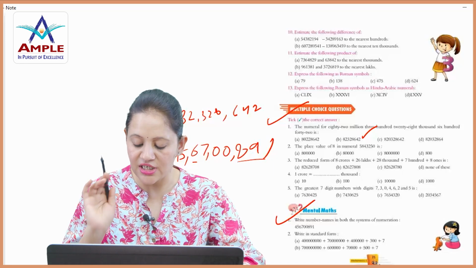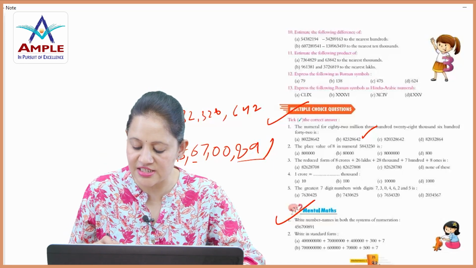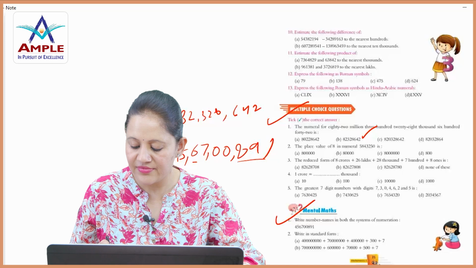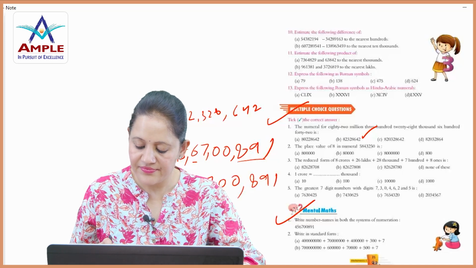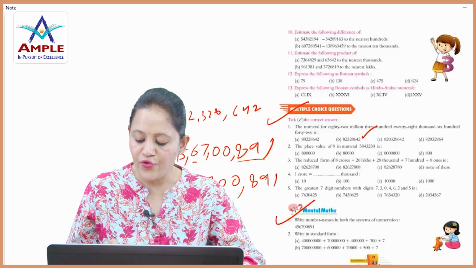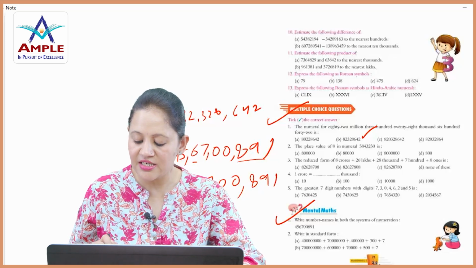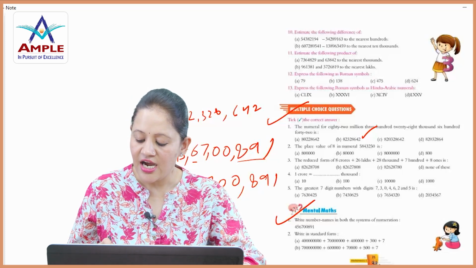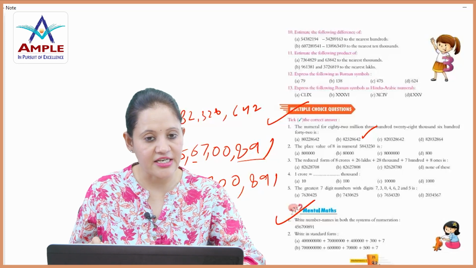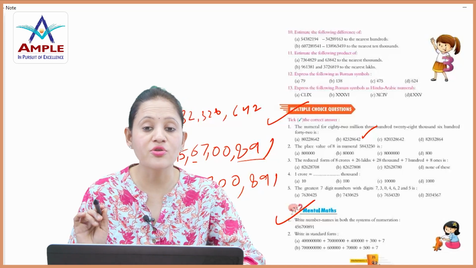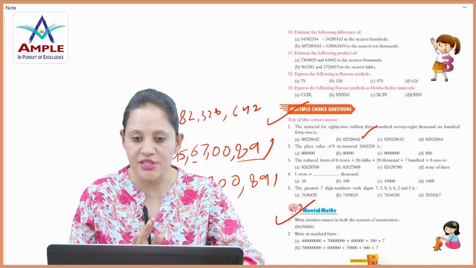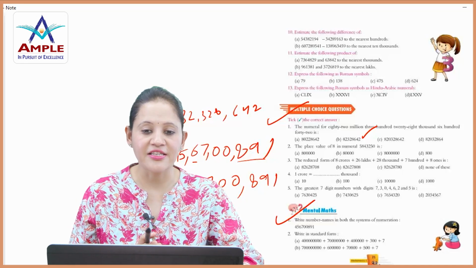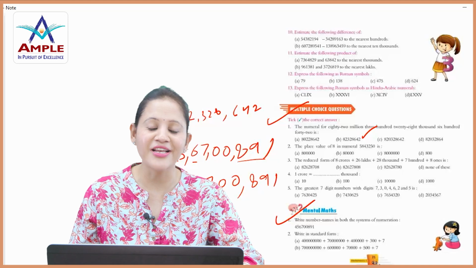That is according to the Indian system. Now, international system. 456,700,891. That is according to the international system of numeration. Clear? So, practice all the questions of this exercise. Here we end the chapter. I hope you understand it well. Now, go practice it.